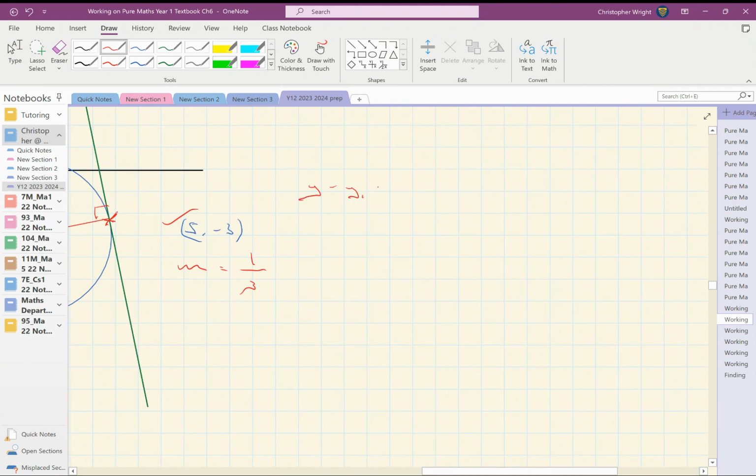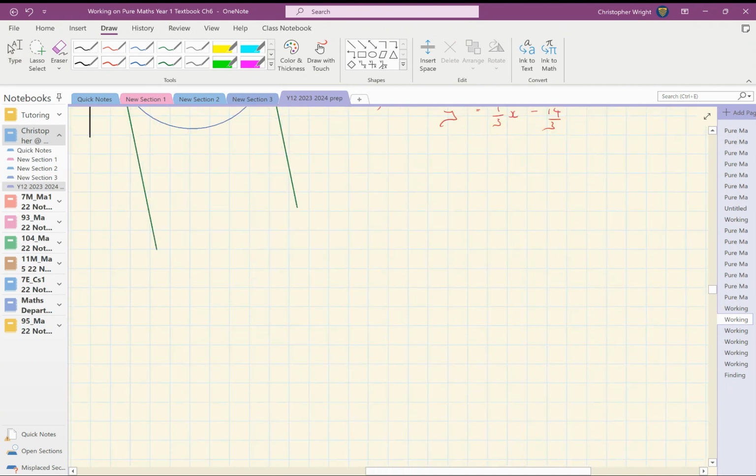y minus y1 equals m(x minus x1). So I've got y minus -3 equals a third (x minus 5). So I've got y equals x over 3, a third of x, minus 5 over 3. Take away 3, which is going to give me y equals a third x minus 14 over 3. So that is the equation of the diameter there.